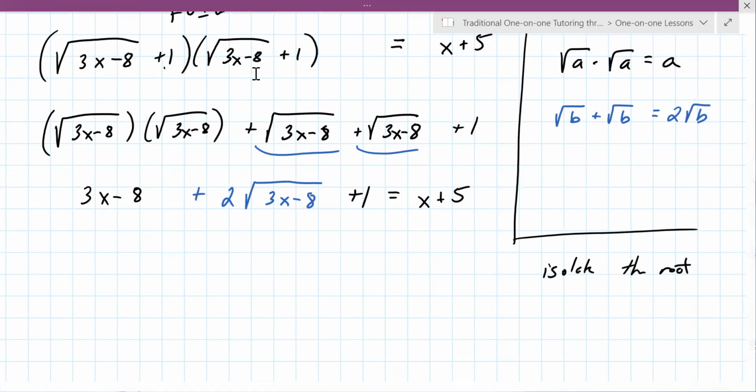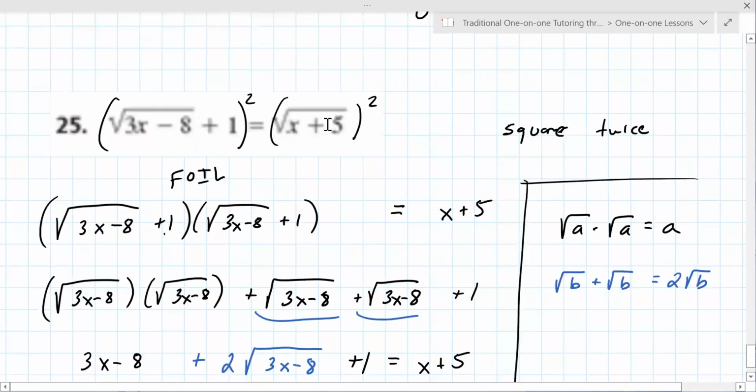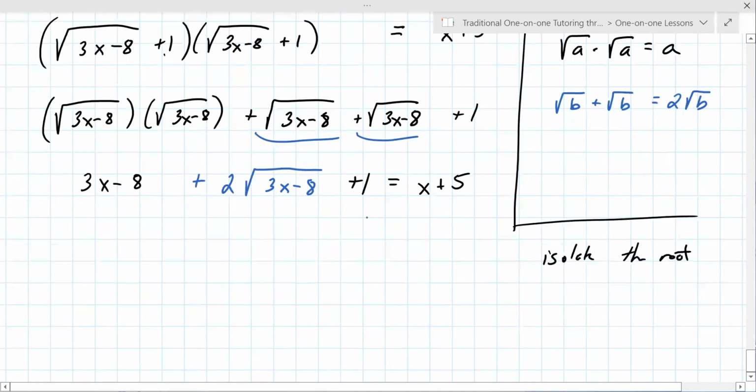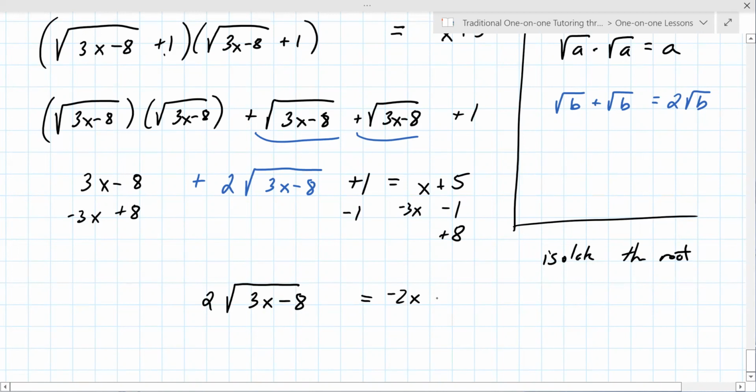There were two, but now there's just one. So you're getting on the right track here. You've got to subtract 1 from both sides, subtract 3x, and add 8. So that gets you 2 square root 3x minus 8. You basically undo all the stuff that's not part of the root. Minus 2x plus 12, like that.